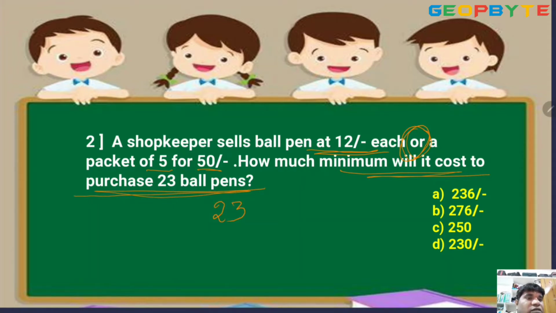In 23, each packet has 5. So how many packets do we have? 5 fours are 20, so 4 packets. The remainder is 3, so 3 individual pens.